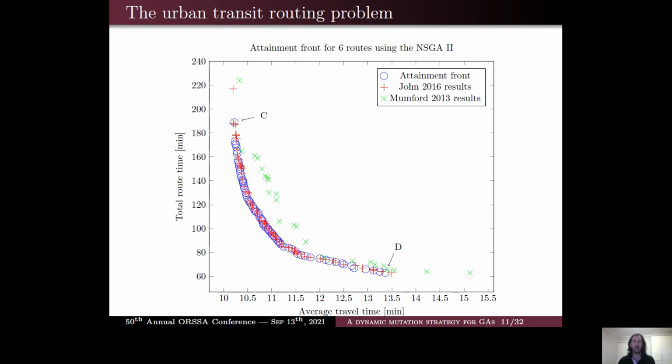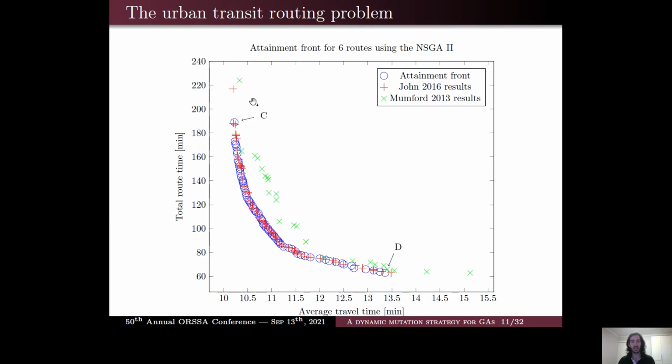Here's an example of the non-dominated attainment front that would be obtained by using an NSGA2 solution implementation. On the horizontal axis, we have the average travel time measured in minutes, and on the vertical axis, we have the total route time, also measured in minutes, being the two objectives considered in this problem. This is then compared to two benchmark results from researchers in the literature. We can see here that the NSGA2 does perform on par and even outperforms some of the solutions found in the literature for this small test case.